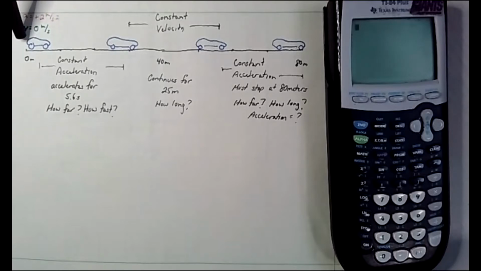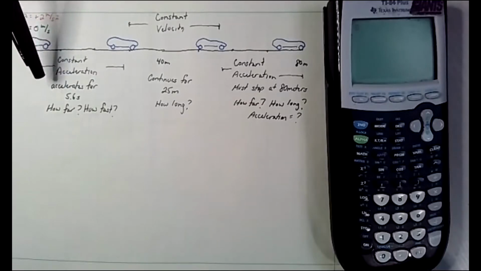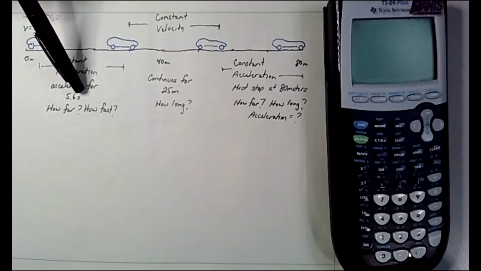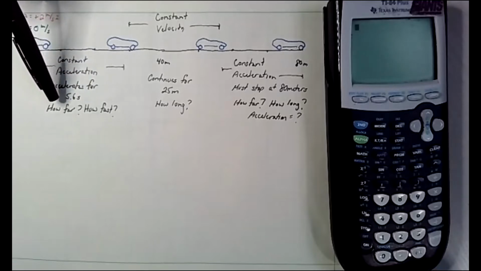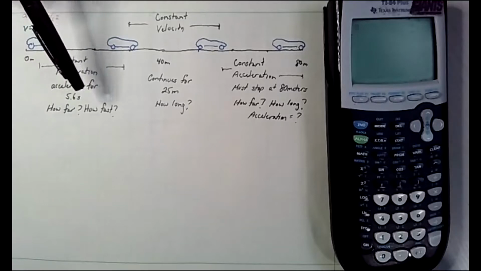I know it looks kind of like a zucchini on wheels, but maybe it's the future. Yay. We have a car at rest, and maybe it's at a traffic light and the light turns green. And then it proceeds to accelerate at 2 meters per second squared. In this situation, we're going to say it accelerates for 5.6 seconds, and we want to find out how far it goes and how fast.